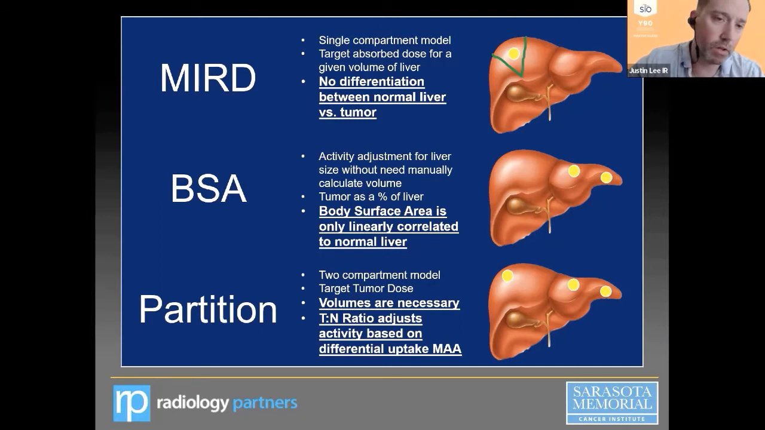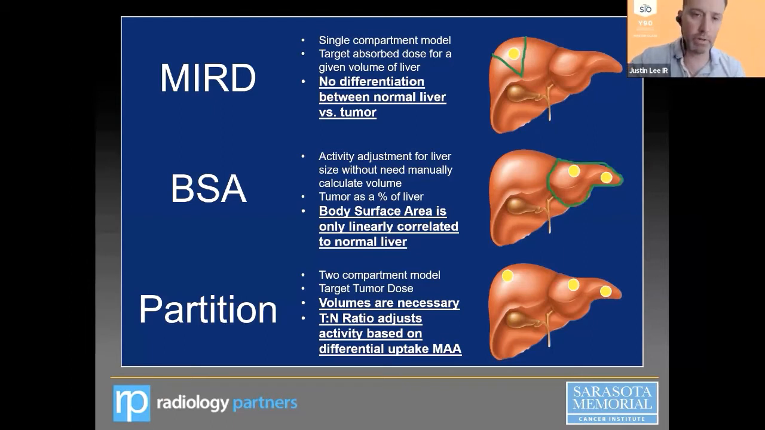BSA has been around for a long time. We've been using BSA, and I think largely when we go out and we proctor, BSA is there because it doesn't require rigorous volumetric data to be obtained. And so for early programs that are doing Y90, it's something that's simple to do because you essentially calculate what volume you're going to be treating using the patient's height and weight. But unfortunately, it has major limitations because body surface area and liver volume are really only linearly correlated in patients who have normal livers. So for diseased livers, which is what we're treating, it may or may not suffice.